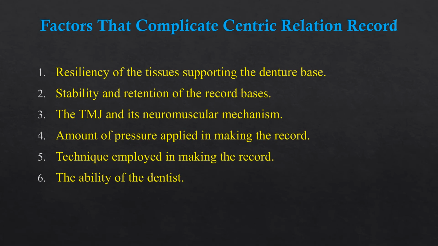Factors that complicate centric relation record. Number one, resiliency of the tissue supporting the denture base. Number two, the stability and retention of the record base. Number three, the TMJ and its neuromuscular mechanism. Number four, amount of pressure applied in making the record. Number five, technique employed in making the record. Number six, the ability of the dentist.